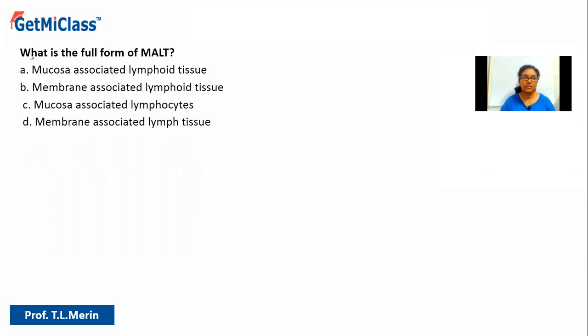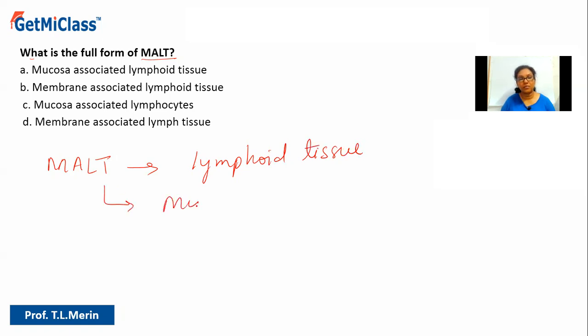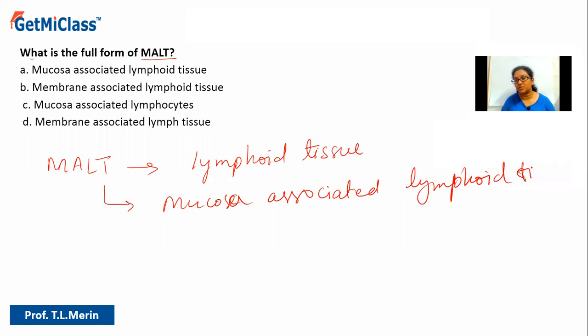So let us understand the question. It says, what is the full form of MALT? Before we actually talk about the correct answer, what is MALT? MALT is a kind of lymphoid tissue. If I have to expand it, it is nothing but mucosa associated, because it is associated with all the mucous membranes present in our body. Associated lymphoid tissue. Mucosa associated lymphoid tissue.